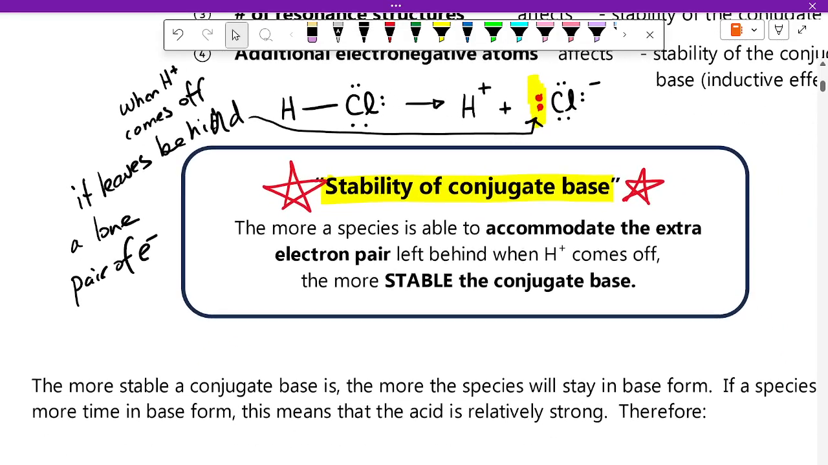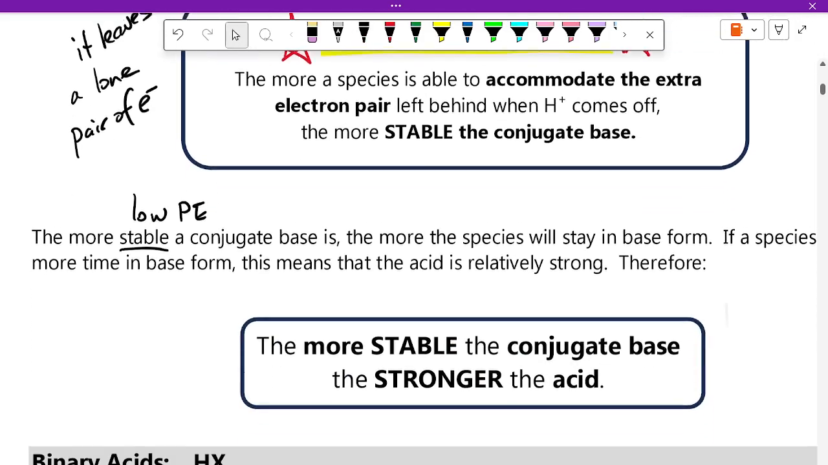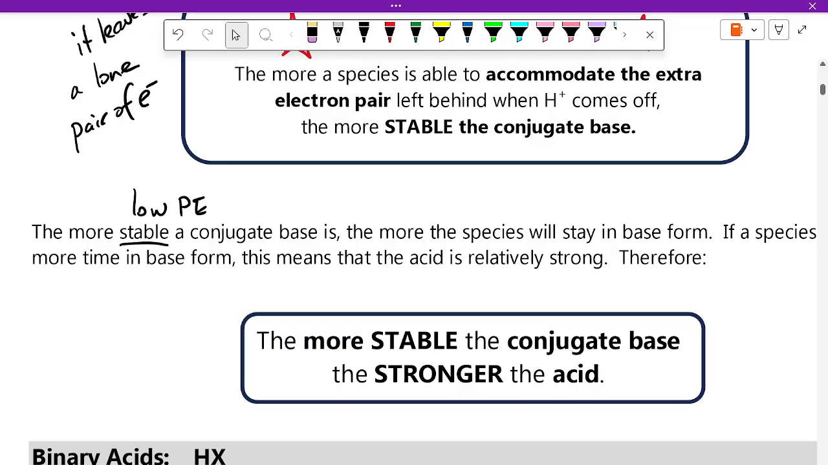So the more stable the conjugate base is, the more the species will stay in base form, because when we say stable, we also mean low potential energy. And everything wants to go to low potential energy. So the more stable the conjugate base, the stronger the acid, because it wants to stay in the base form.